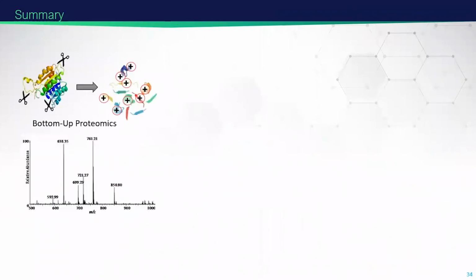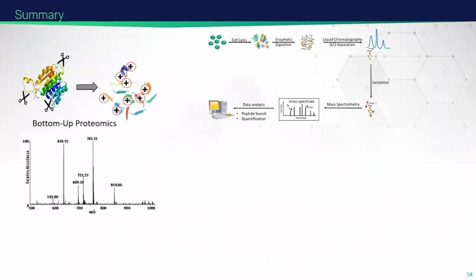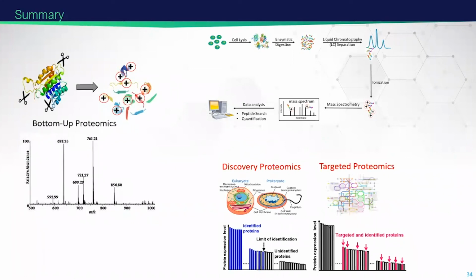So in summary, we talked about what mass spectrometry-based proteomics is, especially bottom-up proteomics, and what the typical workflow is. We went into some details about data acquisition and data analysis of discovery and targeted proteomics. And we also introduced some post-translational modification work with mass spectrometry-based proteomics. So in the next session, we will go even deeper into more details about discovery and targeted proteomics.